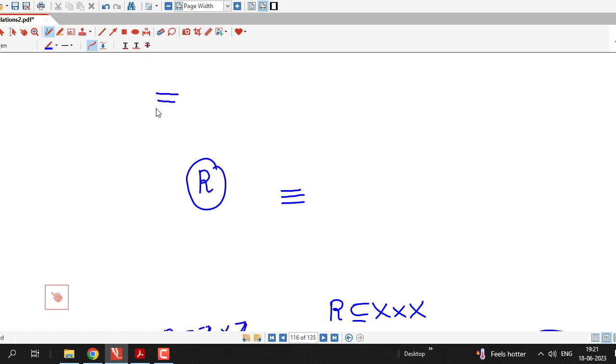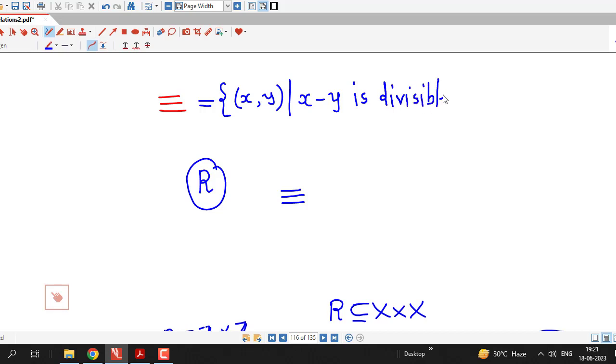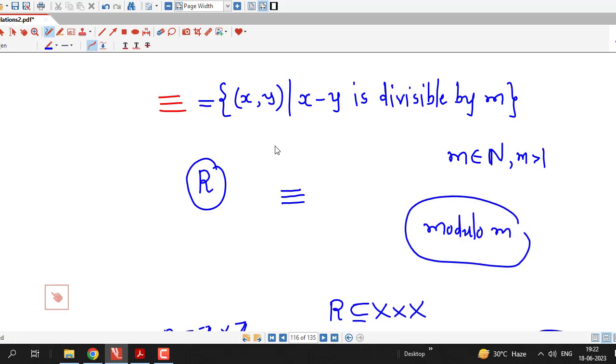So we can write the congruence relation, let me write properly, as the set of all those ordered pairs (x, y) of integers such that x minus y is divisible by small m, where m is a natural number strictly greater than 1, and this relation is called congruence relation modulo m. For different values of m we will have different congruence relations.